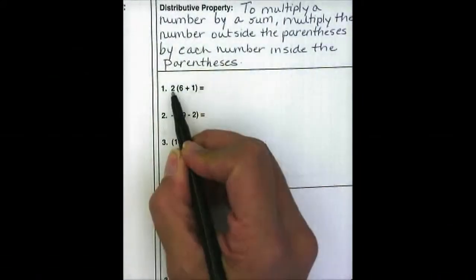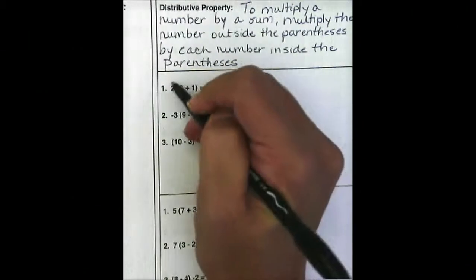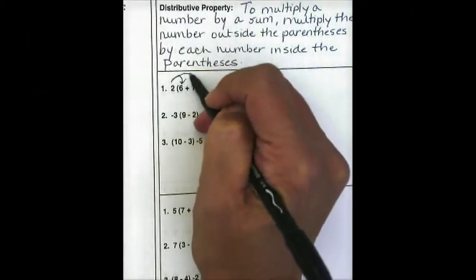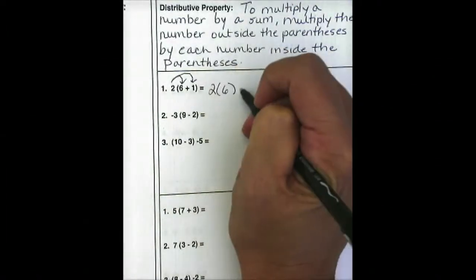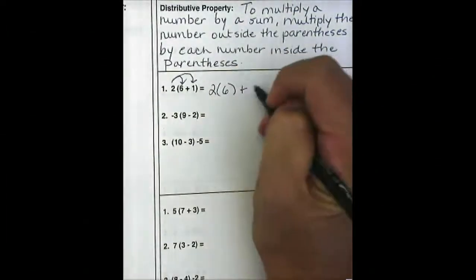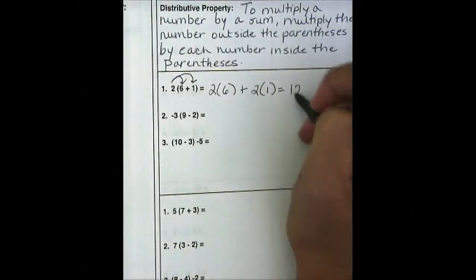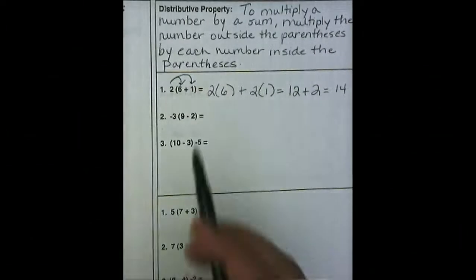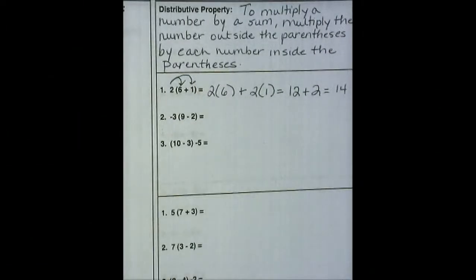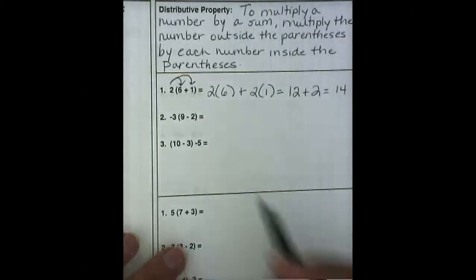We're going to take the number outside the parentheses and we're going to multiply it by each number inside the parentheses. So I always draw arrows to remind me that I have to multiply it by both numbers. So we're going to take 2 times 6 plus, because we're adding, 2 times 1, and we get 12 plus 2, or 14. Now, a lot of you will say, well, why can't we just add 6 plus 1 and take 2 times 7 and get 14? And that is absolutely true. It's the exact same thing, but this is just learning the distributive property simply with numbers rather than starting right out with variables. So just humor me a little bit and try these with me.